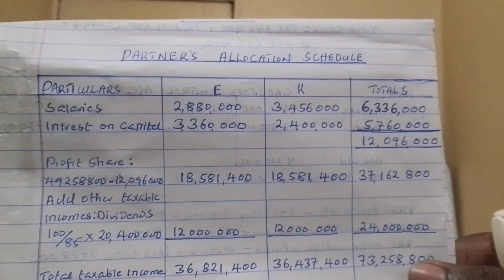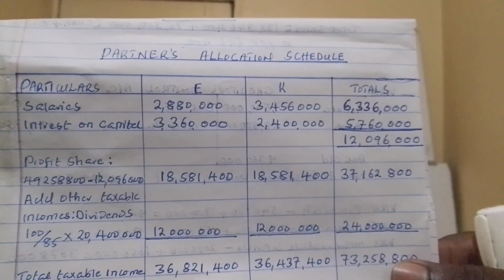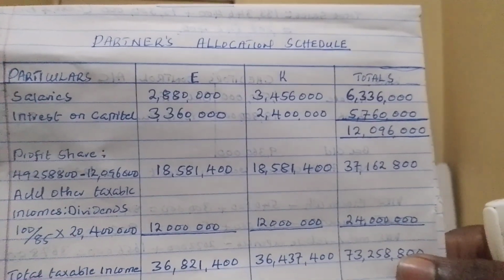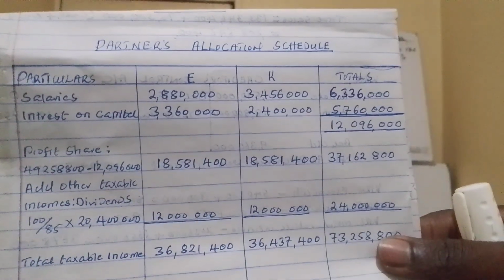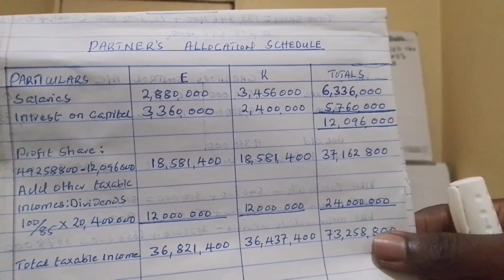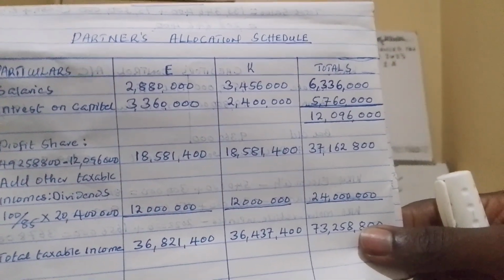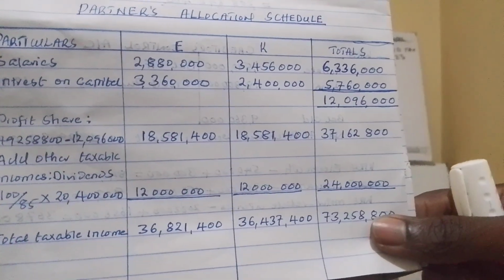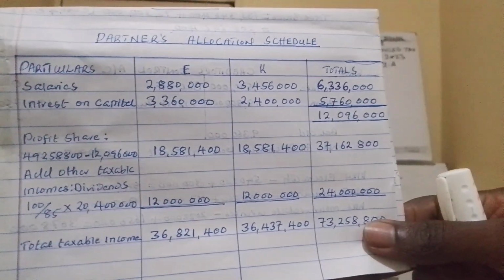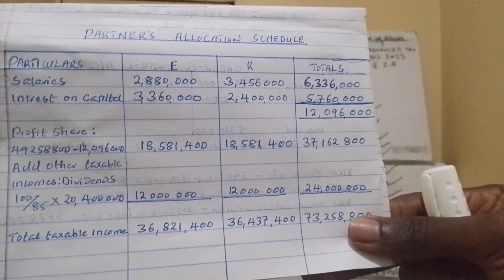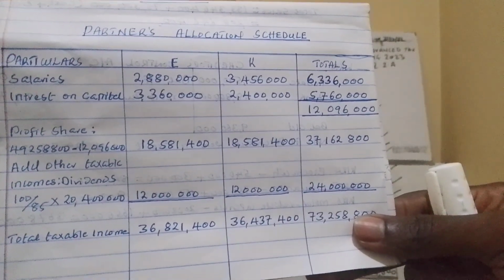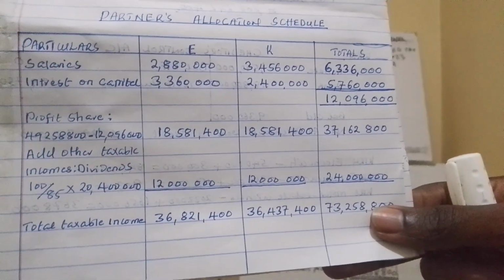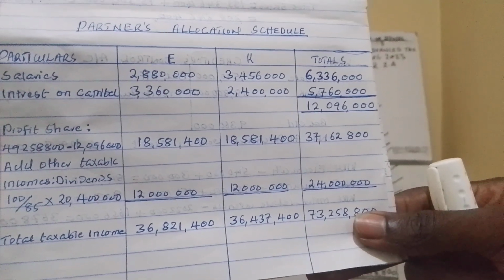Then the next item, interest on capital: we said 8% times their capital contribution. If you look at the bank statement which is given in the question, you'll find their capital contribution, and the rate is 8%. That's straightforward. So salaries and interest are straightforward. Now what I want to explain to you is profit share. How do we establish profit share?